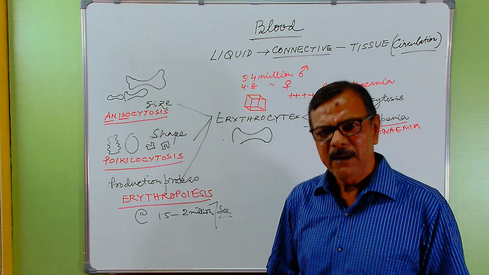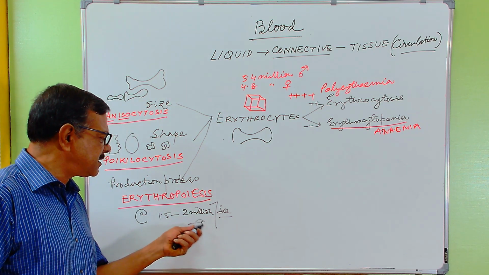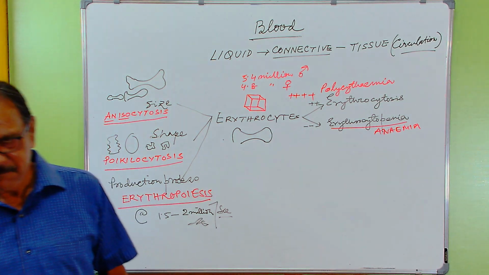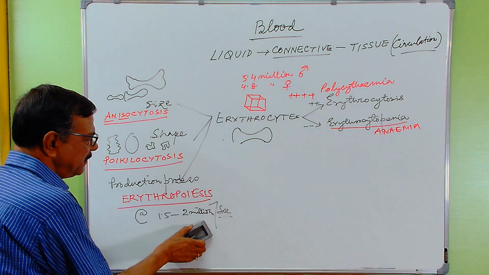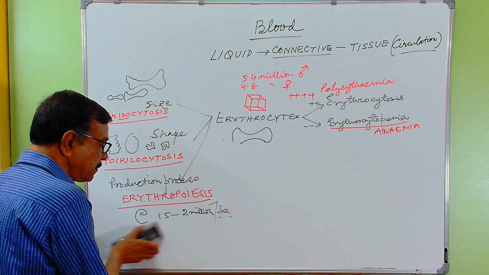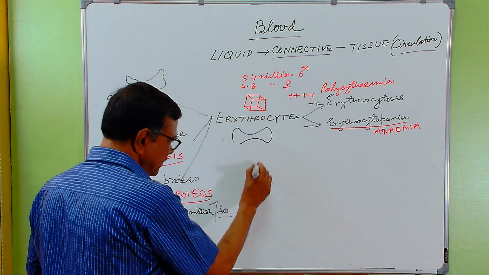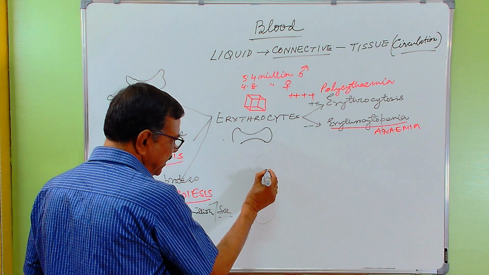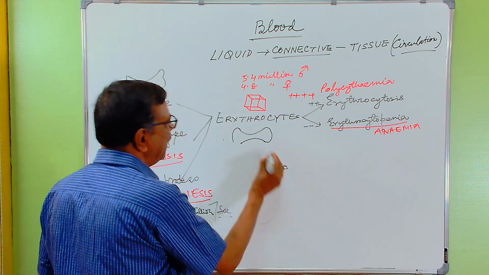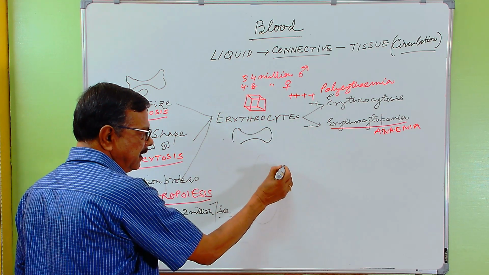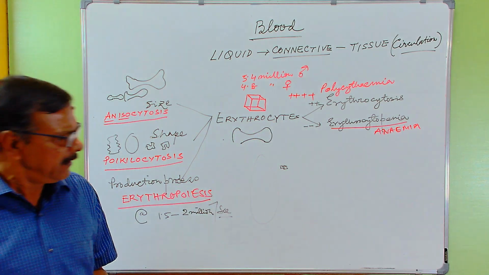So no problem. If anybody hits you or cuts you, don't be afraid, because you are getting 2 million in 1 second. No need to panic. So 1.5 to 2 million are produced per second, and this is in a cubic millimeter of blood. If you take 1 cubic millimeter of this blood, it contains 4.8 to 5.4 million erythrocytes. So no need to panic or be afraid of this.